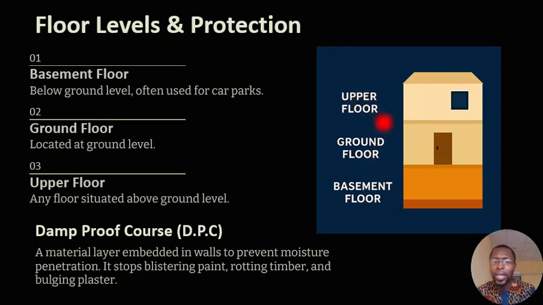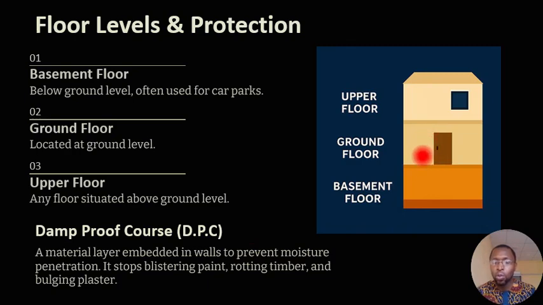And then they need to protect the wall of the building. The material we use is called the DPC, damp proof course. A damp proof course is a material layer embedded in the wall to prevent moisture penetration. If you do not apply this material, there is a tendency that the wall will get bulged, the plaster on it will get bulged, or the timber will rot, or the paint will blister.